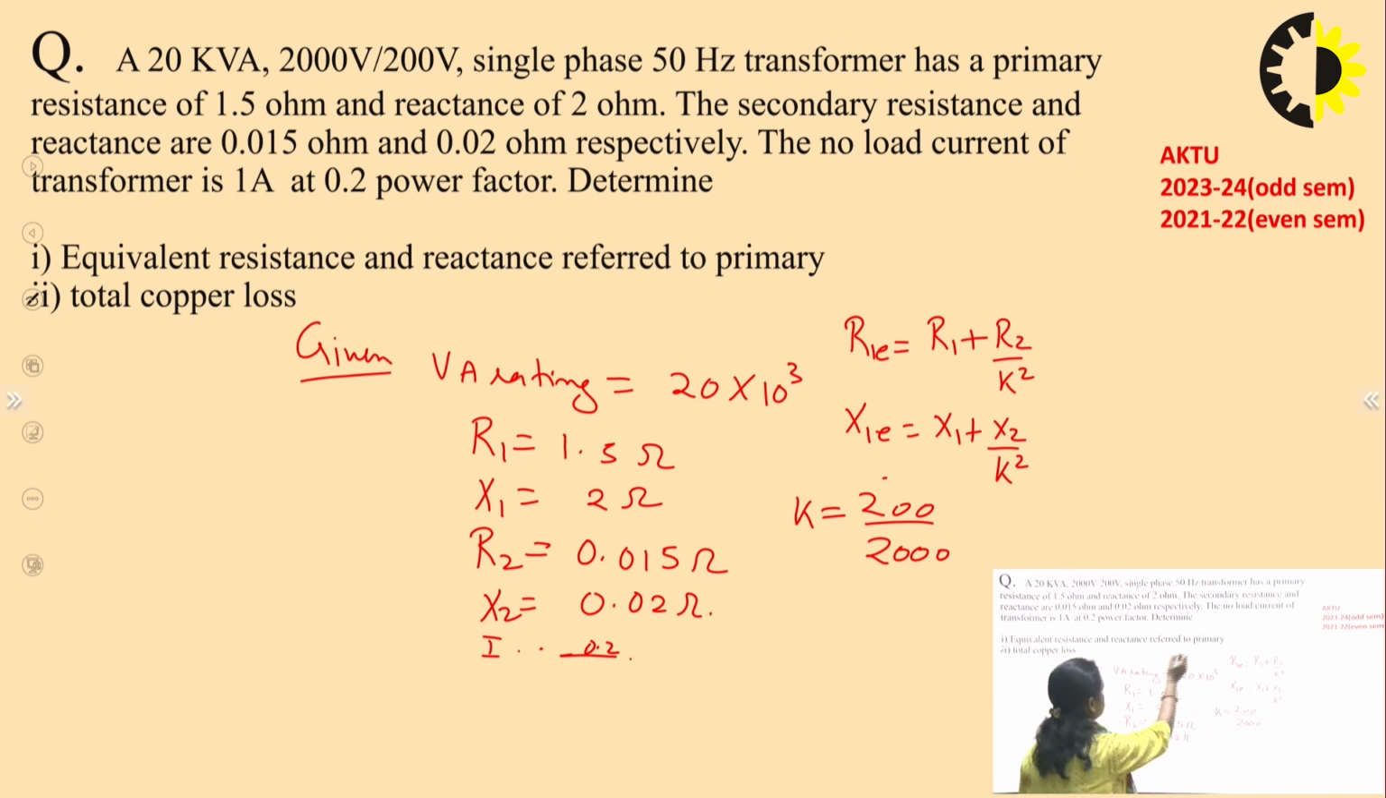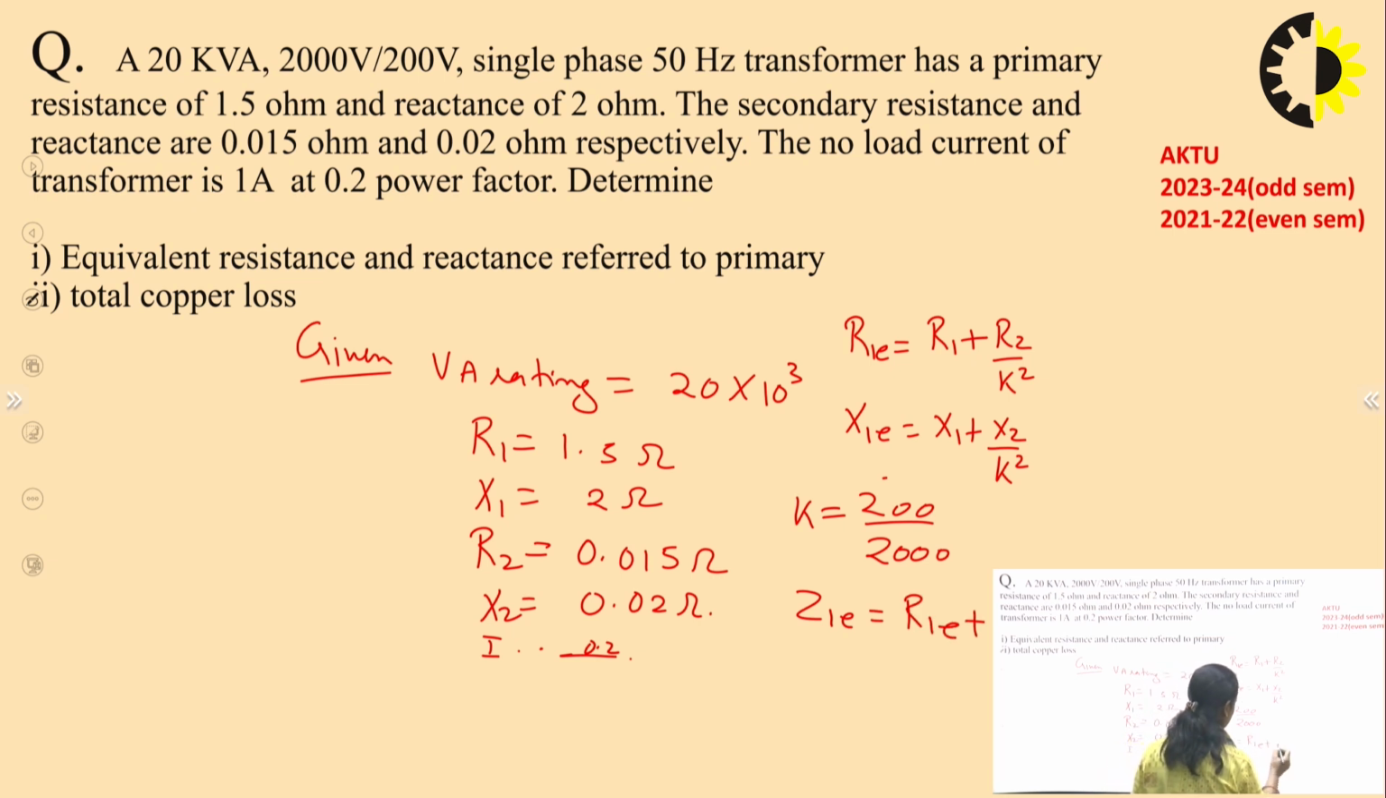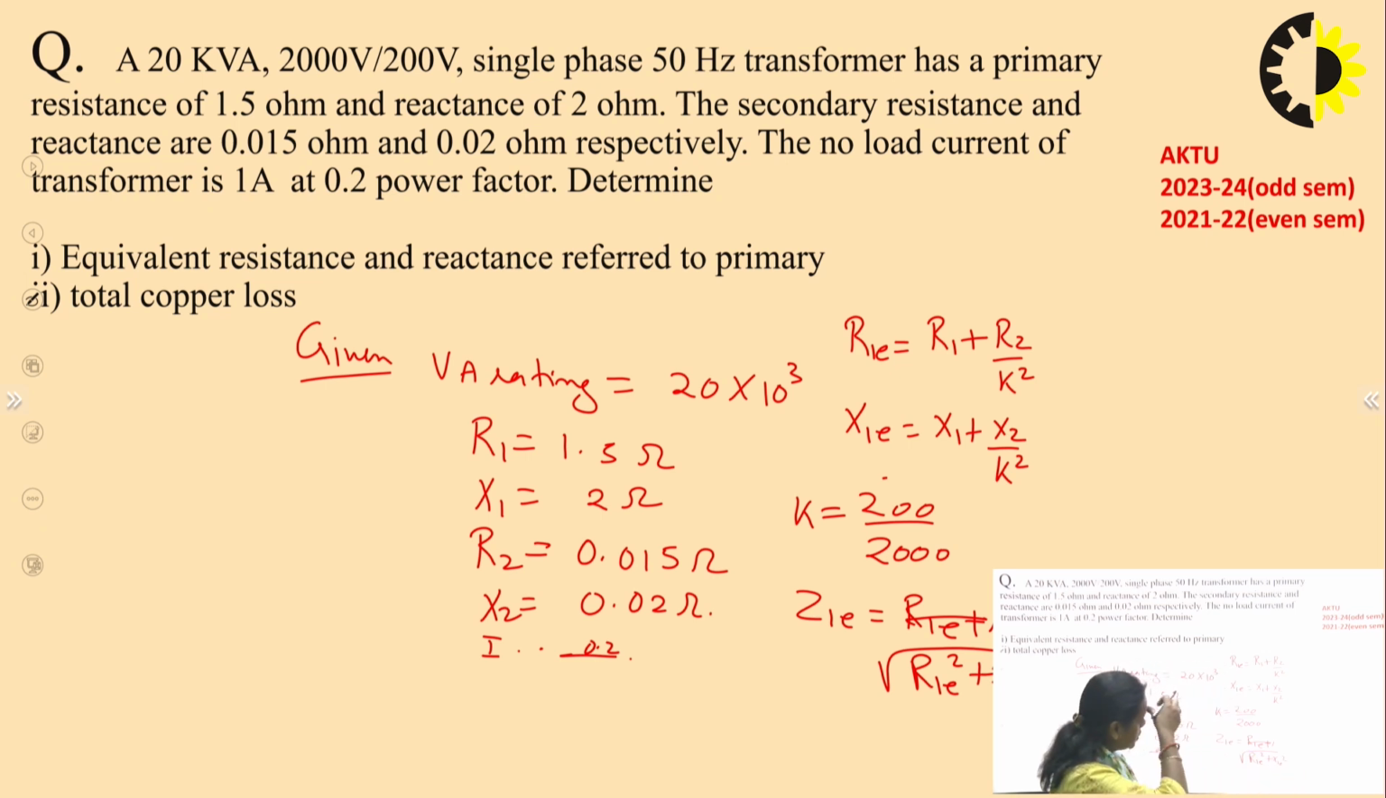In 2021-22, in this question, one additional thing was also there. Equivalent resistance and reactance were asked in 2023-24, but in 21-22, equivalent impedance was also asked, right? So Z1E will be equal to under root R1E square plus X1E square. You can find Z1E because you know the equivalent resistance referred to primary side and the equivalent reactance referred to primary side. So from there you can find the equivalent impedance of the transformer.